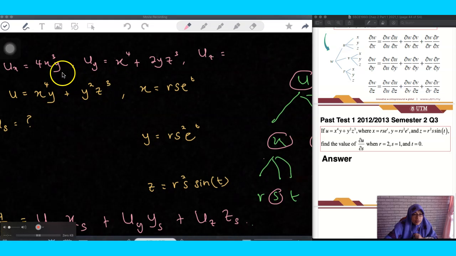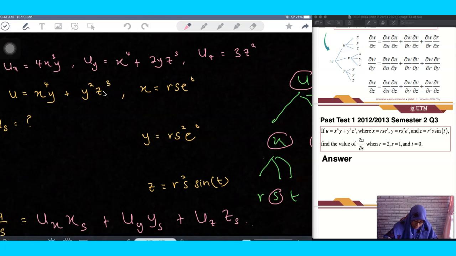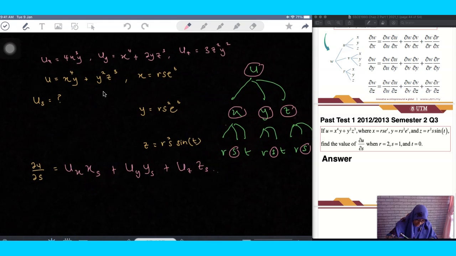And for u_z, look at your first term here. No z, meaning that x, y are all constant, so this will give you 0, plus, y squared is constant, differentiate only z cubed. This will give you 3z squared, and then y squared does not change. Okay.